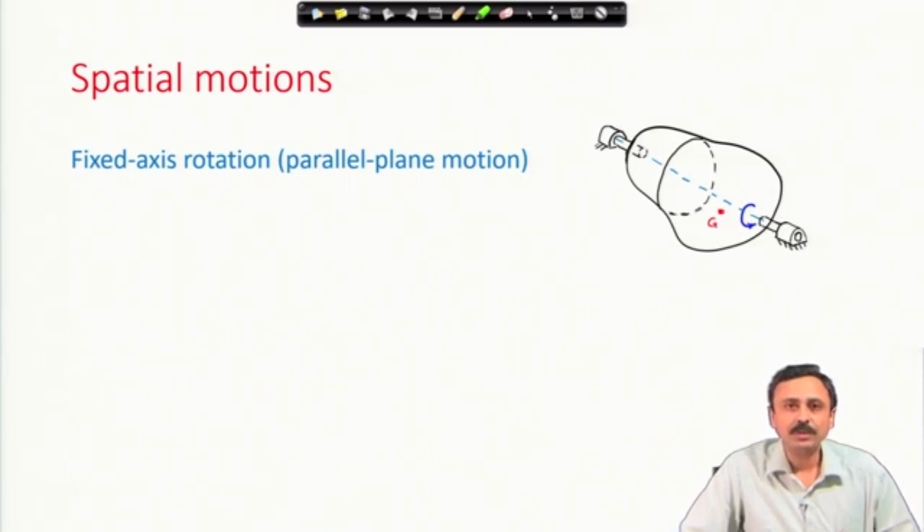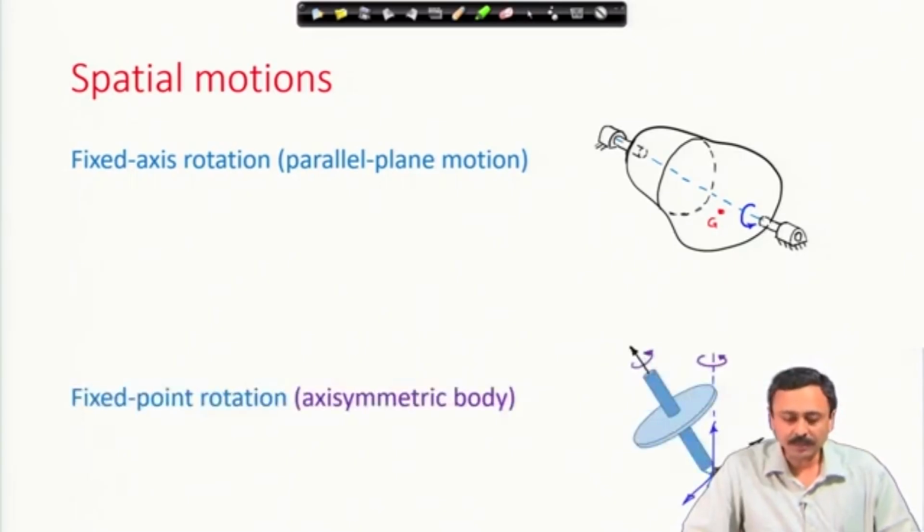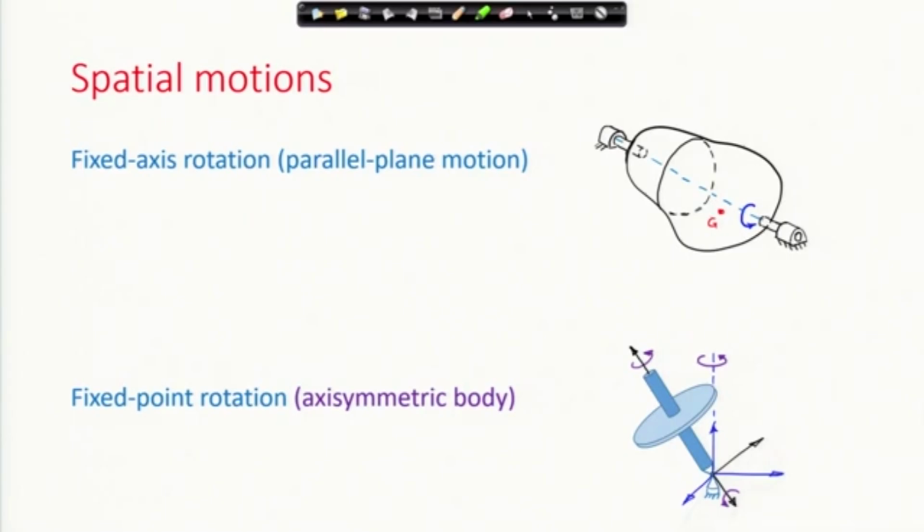Spatial motions can be considered to be essentially 2 types, where at least there is a fixed axis, which is called a fixed axis rotation, or it is also known as parallel plane motion. It might seem that this is very similar to planar kinetics what we have studied, but it is not, as we are going to discuss very soon. The other is fixed point rotation, rotation of an axisymmetric body about a fixed point. The next would be completely free motion of a rigid body, that we are going to discuss a little later.